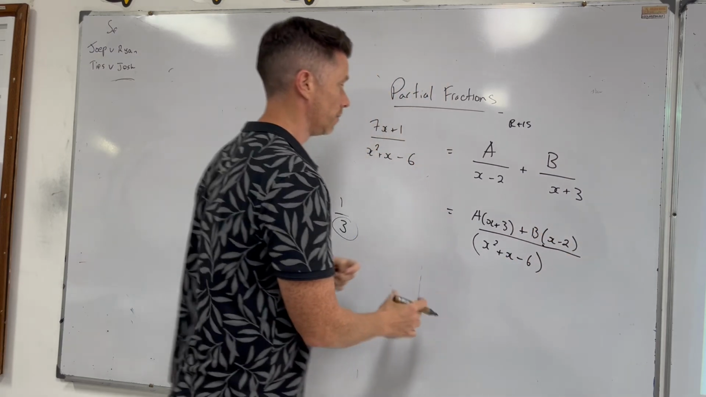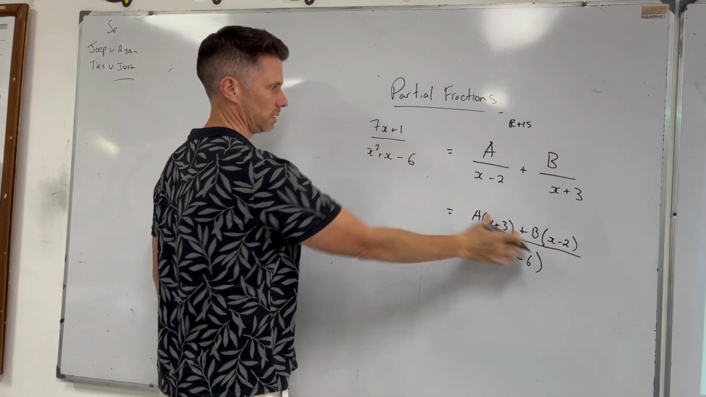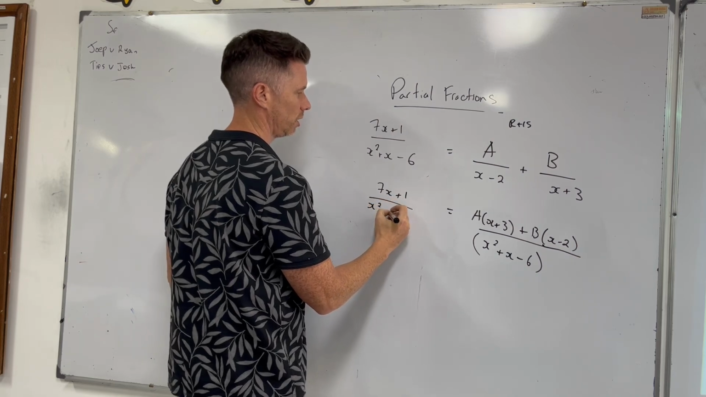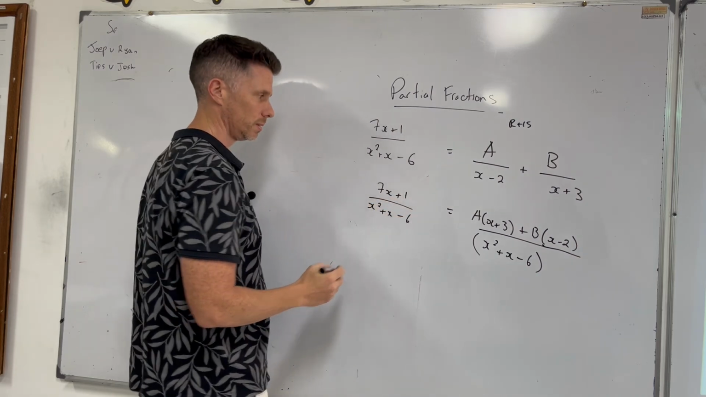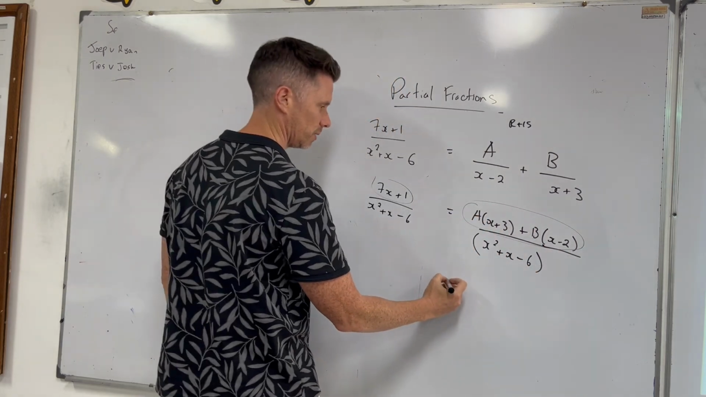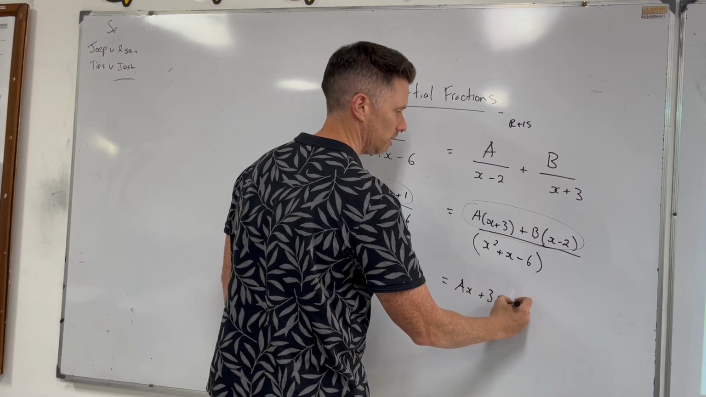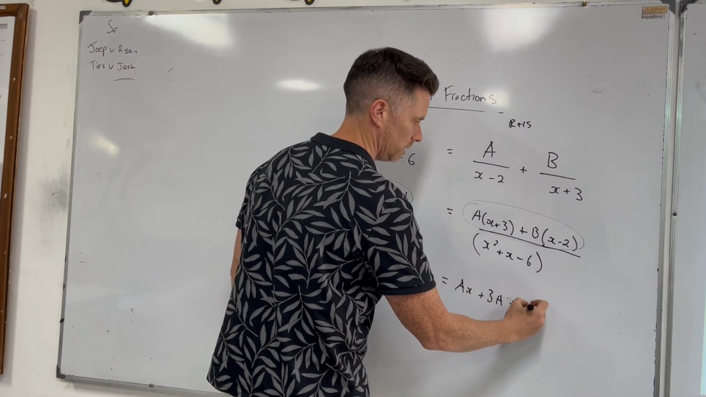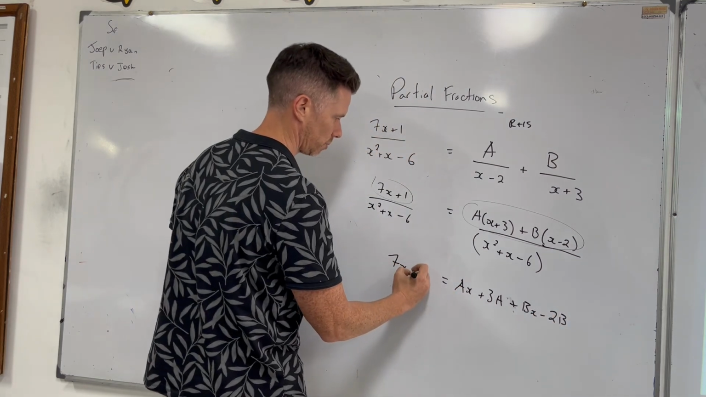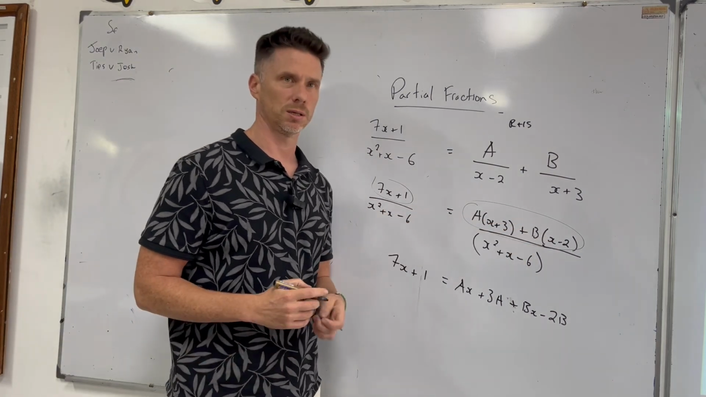And what we have now is equivalency. We can say that this is equal to that, can't we? Yeah. So we can just solve now the numerators. This bit is equal to this bit. So if I multiply out the numerator only, I get ax plus 3a, plus bx minus 2b is equal to 7x plus 1. Yeah? So I've just multiplied this by a and this by b.